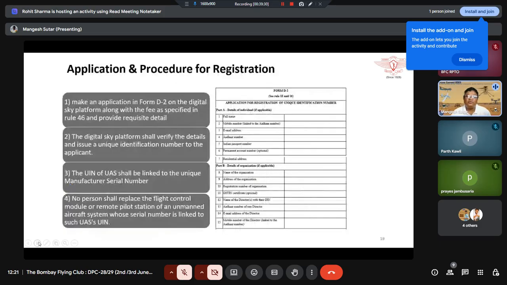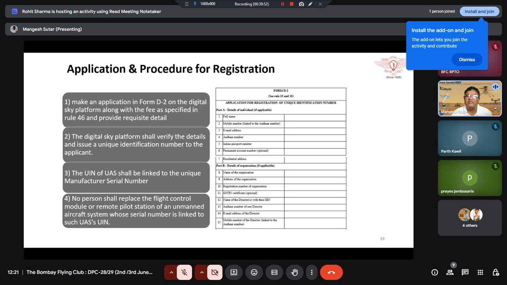So application and procedure for registration: you have to fill a form D2. Application for registration of a unique identification number. You have to fill a form D2 on the Digital Sky platform along with the fees as specified in Rule 46 and provide the requisite details.